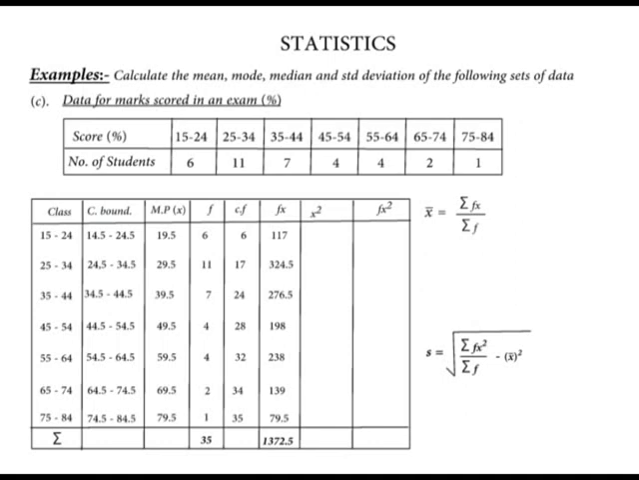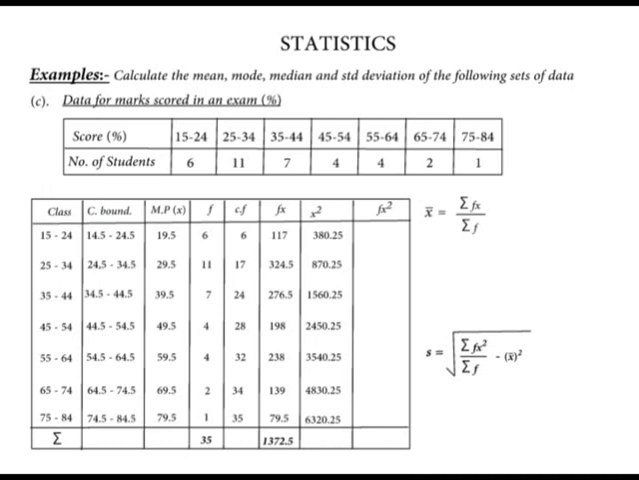Next column is x squared. We square the midpoints. 19.5 squared is 380.25. 29.5 squared is 870.25. 39.5 squared is 1560.25, all the way to the last one, 6320.25.